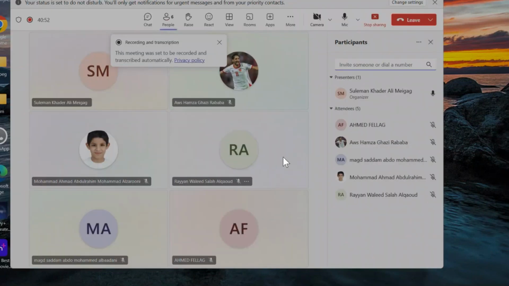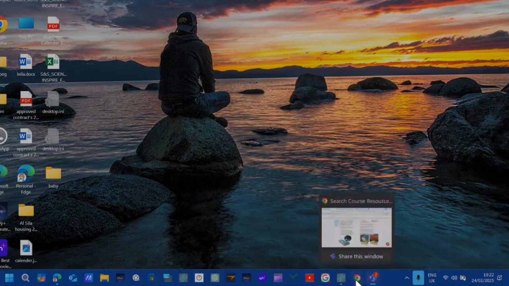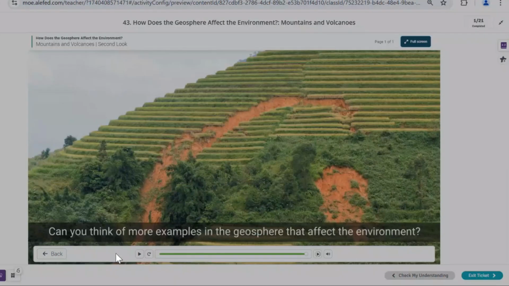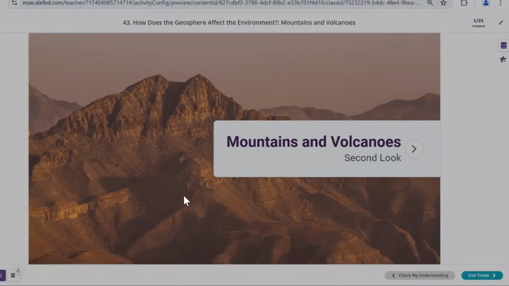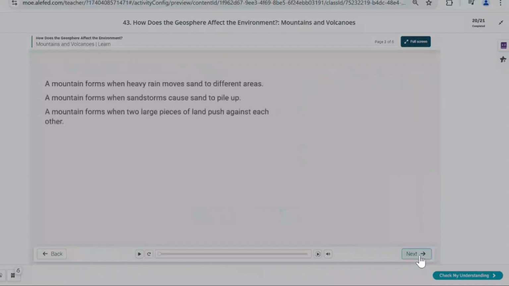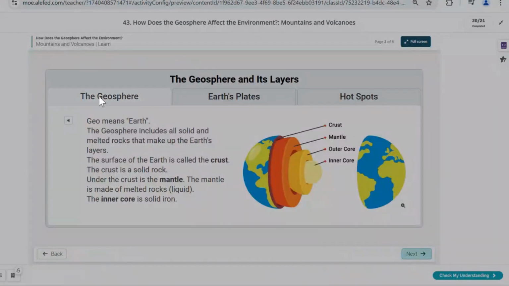So we are talking about the geosphere, okay? We talked about the Earth geosphere. Geo means earth, sphere means ball. So the earth is like a ball, and it has four parts: crust, mantle, outer core, and inner core.